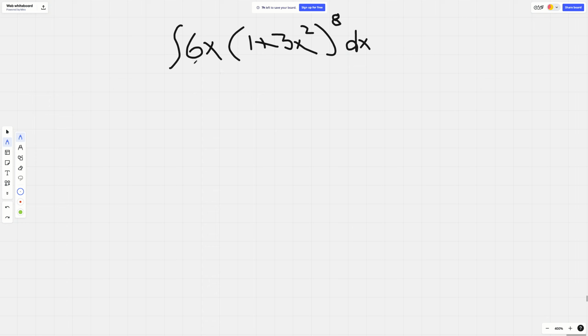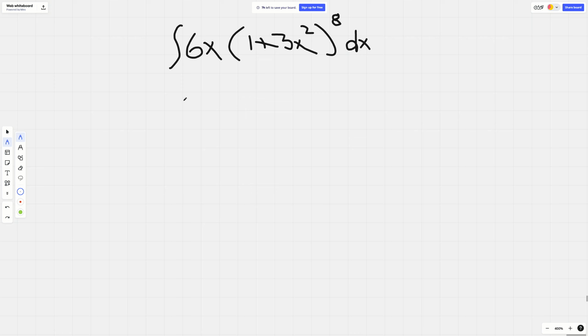Again, at first glance, this looks like a very complicated function that no one would be able to solve. You have 6x, you have 1 + 3x², you have all these chained functions, and you have a dx here. You'll probably be confused when you initially see this, but in reality, it's not too bad once you use U-substitution. The first thing we have to do is choose which function, either 1 + 3x² or 6x, we want to substitute u in for.